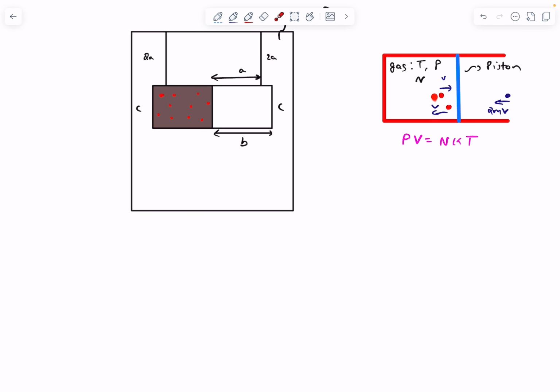So we start with the assumption that the collision is elastic. That's the reason why we are able to write this 2mv. If the collisions were not elastic, then this derivation would be wrong. This ideal gas relation of PV equal to NKT is assuming that the collisions are elastic.